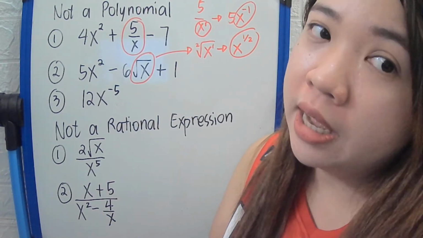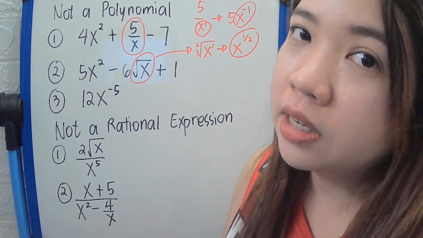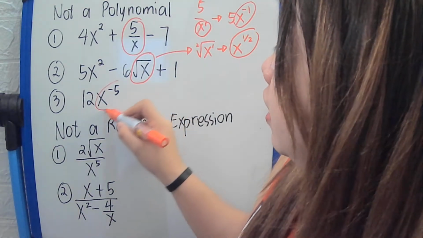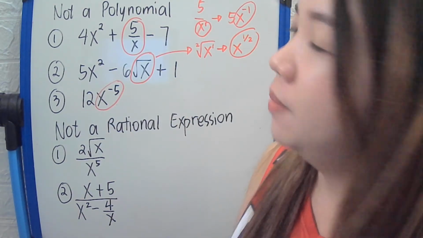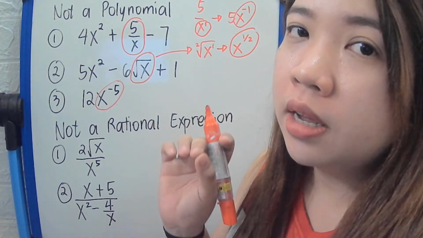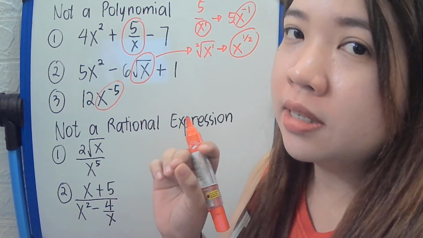For number 3, as you can see, the exponent is directly a negative number. So meaning to say, it is not a polynomial. So the restrictions are the exponent is negative or the exponent is in fraction form.